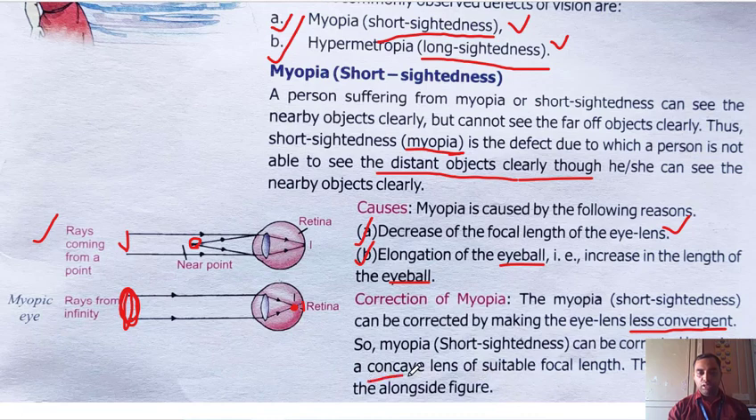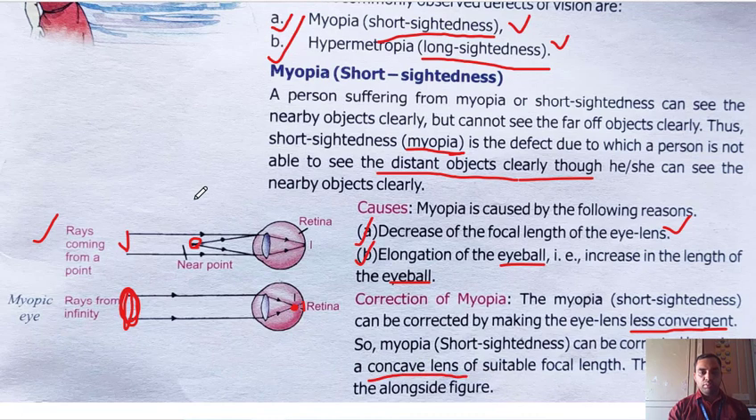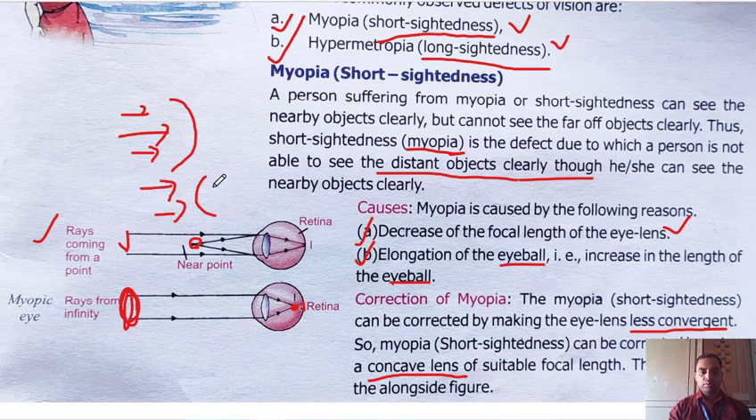Here, concave lenses are used. So what is a concave lens? Concave lens means if this is the direction of the ray, then it should be curved like this. Convex is this one. This is the direction of the ray. It is convex. It is concave.